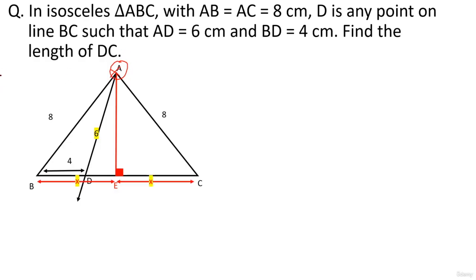हमें BD की वैल्यू क्वेश्चन में दी हुई है 4, right? And BE we took as X. So DE कितना हो जाएगा, guys? DE will be this X minus this 4, right? X minus 4 units. Okay.